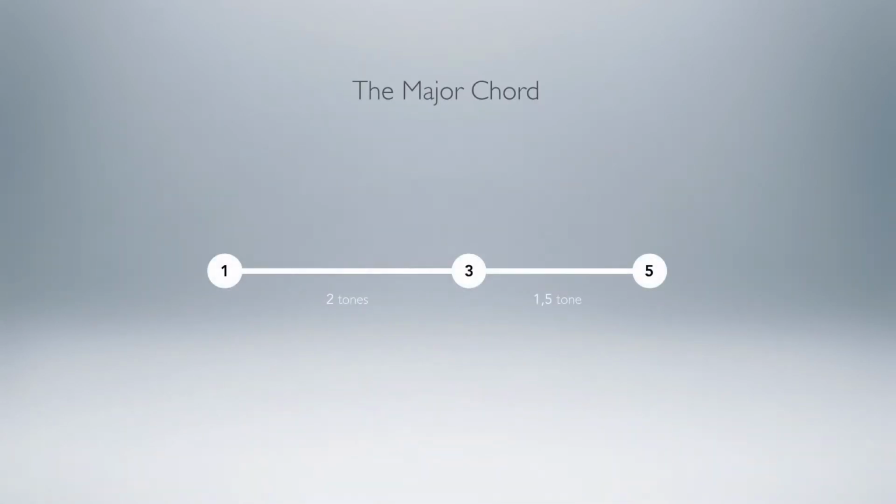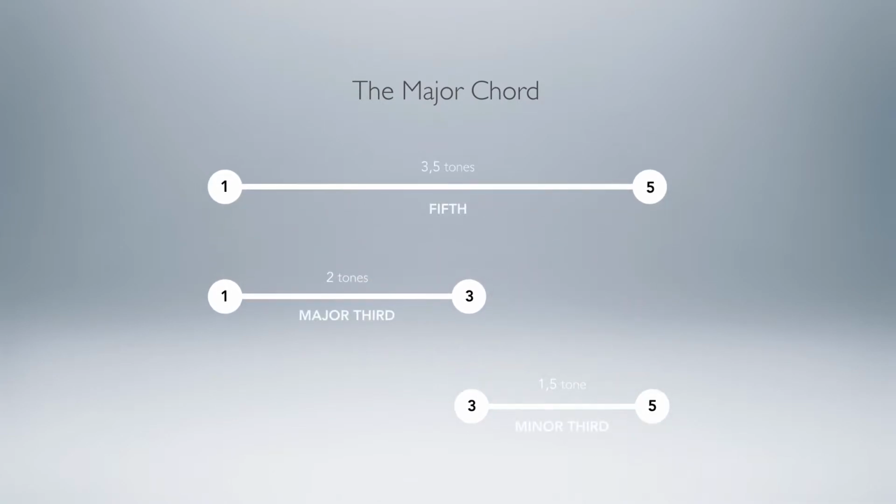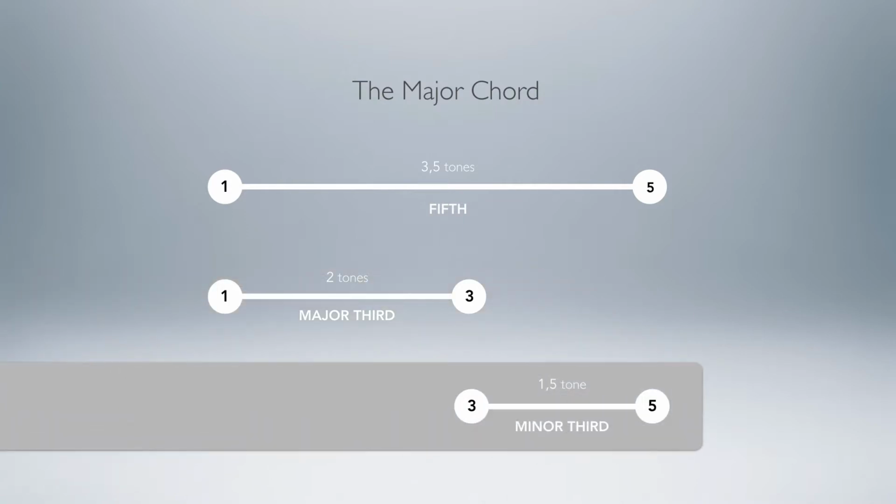We can also consider this chord to be the combination of 3 intervals. A 5th interval is formed with the 1st degree and the 5th degree. A major 3rd interval is formed with a 1st degree and 3rd degree, and a minor 3rd interval is formed with a 3rd degree and a 5th degree.